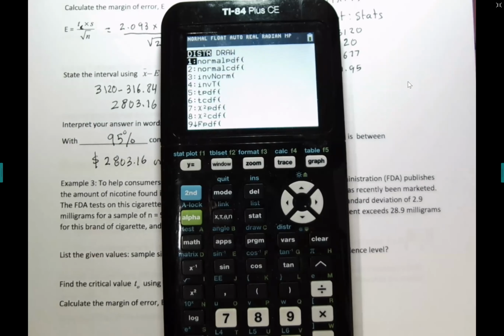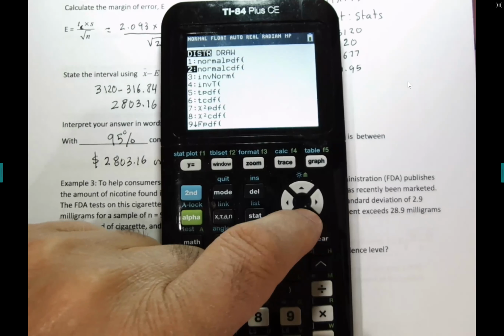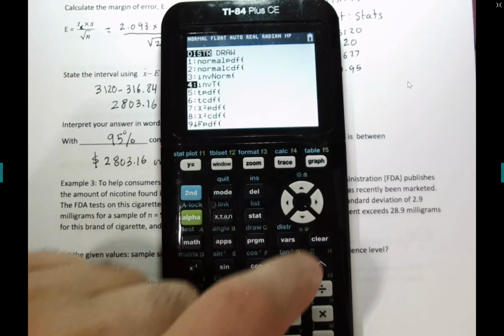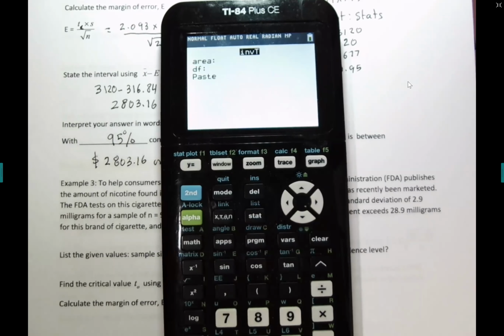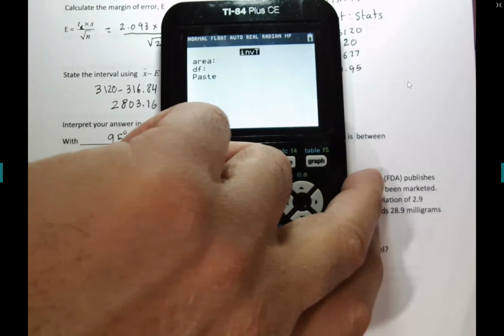Any guesses? The next one, it says inverse T. The first one, 3, it's inverse norm. You need the area to the left, comma 0, comma 1. For inverse T, you need two things, the area to the left of the target and then the degrees of freedom. So let me show you how you could use this. But it's actually, guys, it's very easy to use the table, easier than using even the formula on the calculator.